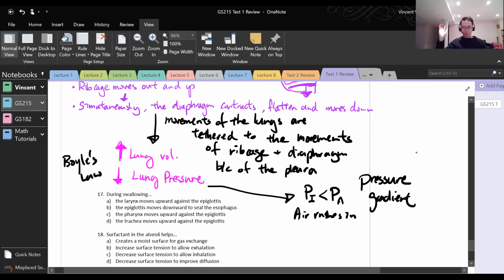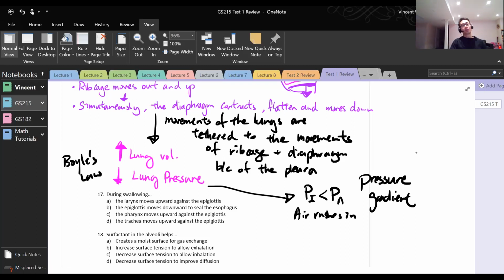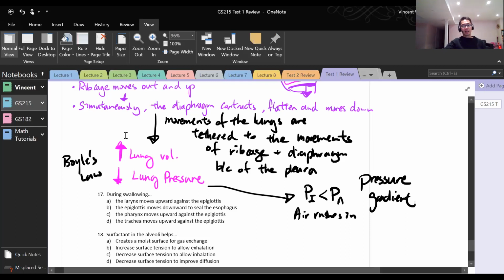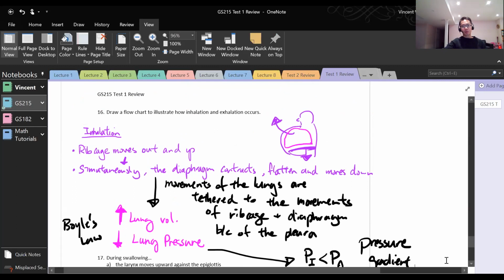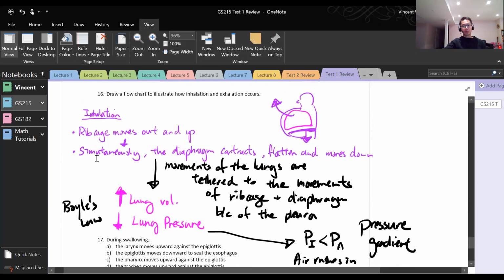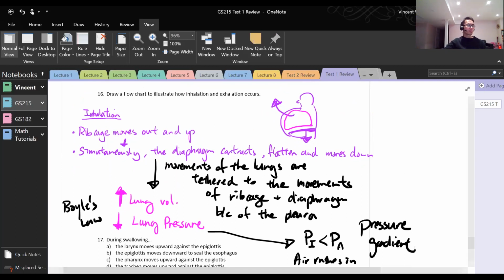Fluid tends to go from high pressure to low pressure. So if the atmospheric pressure, the PA, is higher than what's inside the lungs, then the air goes in. Okay, so that's for inhalation. And of course, exhalation is the other way around. Right? I'm sure you will be able to write it out yourself. Any question about this?